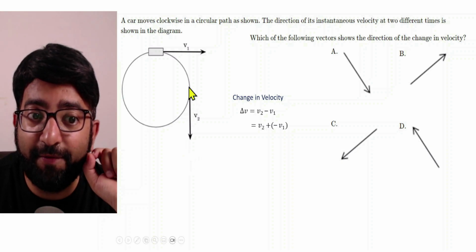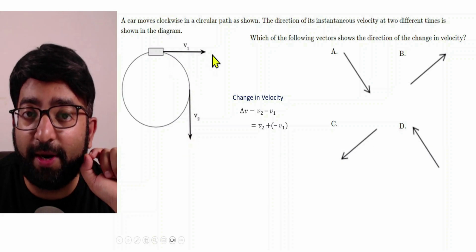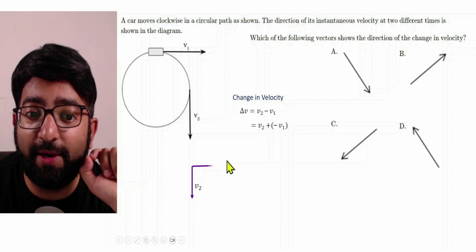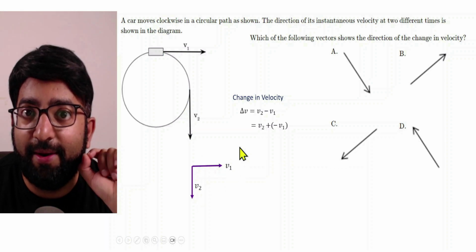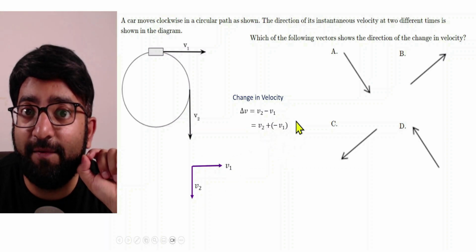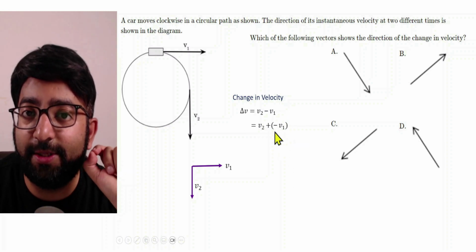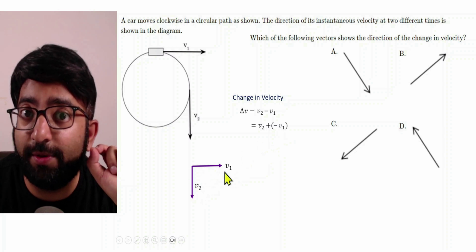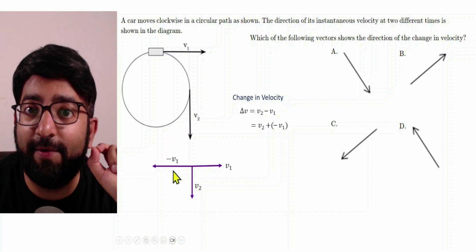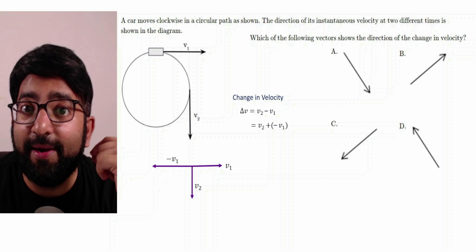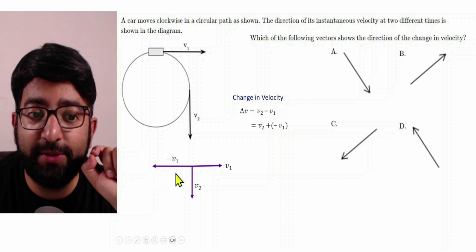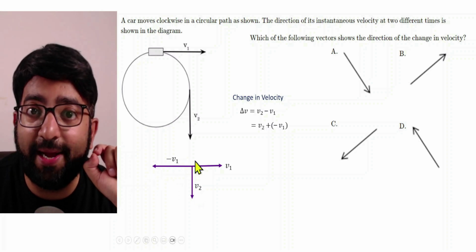Let us proceed. Here v2 is downwards and v1 is rightwards. So using the two vectors, let us connect and create a diagram. And here we have to figure out negative v1. Remember, negative v1 will just reverse the direction without changing the magnitude. So if v1 is to the right hand side, negative v1 will act towards the left hand side. And now we will use the law of vector addition using the two vectors v2 and negative v1.